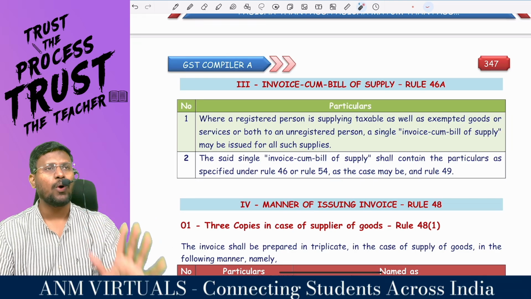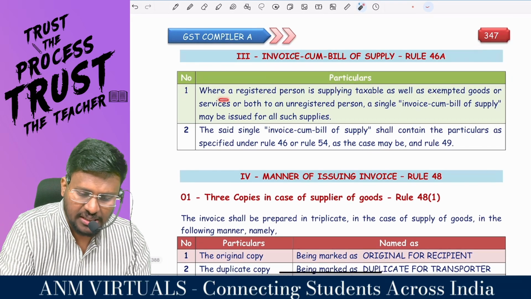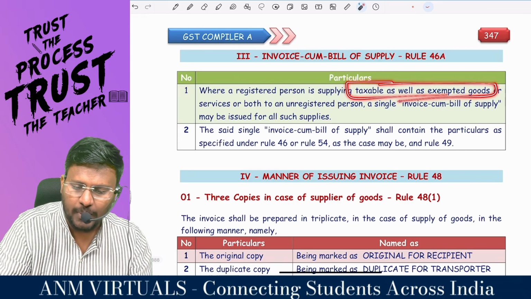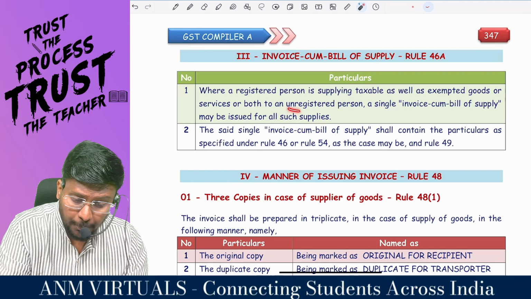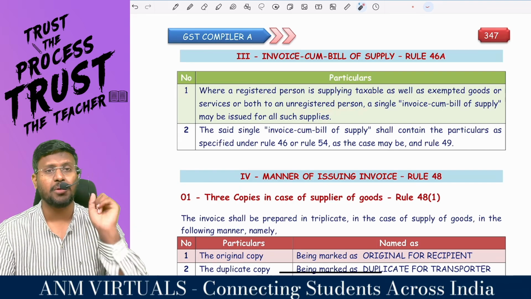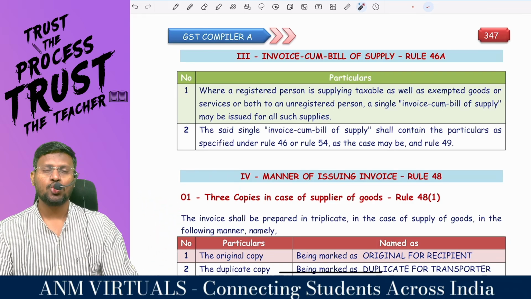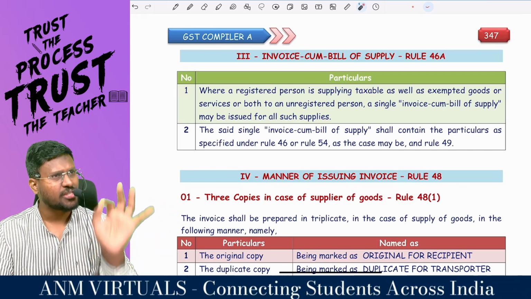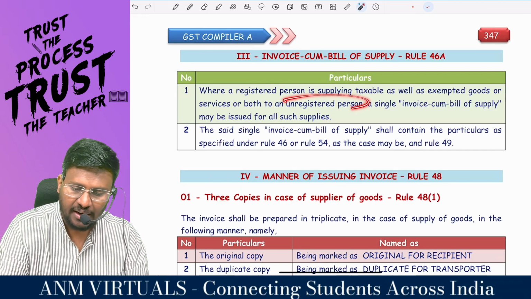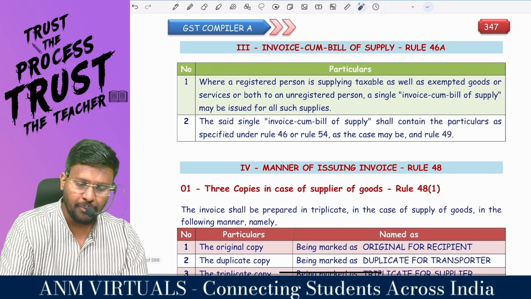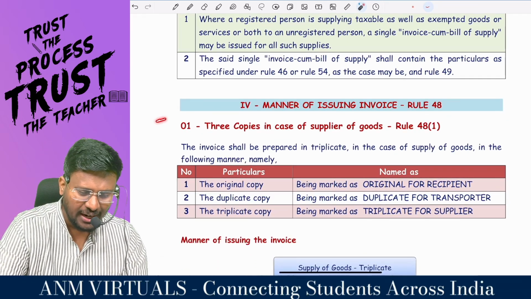Explain invoice cum bill of supply. So you should be very clear with the provision: where a registered person is supplying taxable as well as exempted goods or services or both, to an unregistered person. Very important. Not to a registered person, because if it is a registered person, he needs to take ITC. So the tax invoice has to be separately issued and the bill of supply has to be separately issued. You should not mix it. So to an unregistered person, a single invoice cum bill of supply may be issued for all such supplies. This we have actually already done at the start.